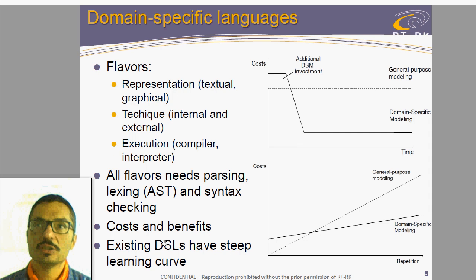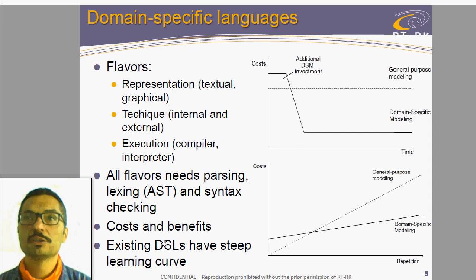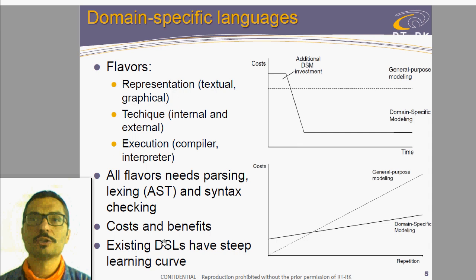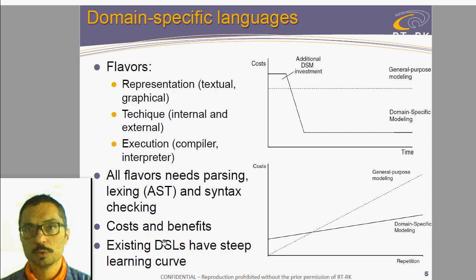The oldest distinction of programming languages is by execution: we have compilers and interpreters. Any flavor used will need parsing and lexing of the source code. In those processes, we will have the syntax check. Parsing and lexing will give us an abstract syntax tree as a result.